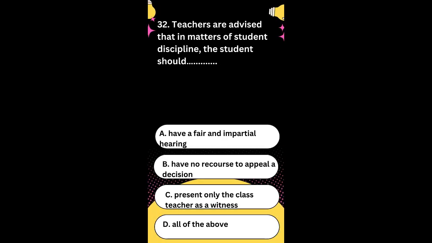32. Teachers are advised that in matters of student discipline, the student should: A. Have a fair and impartial hearing. B. Have no recourse to appeal a decision. C. Present only the class teacher as a witness. D. All of the above.